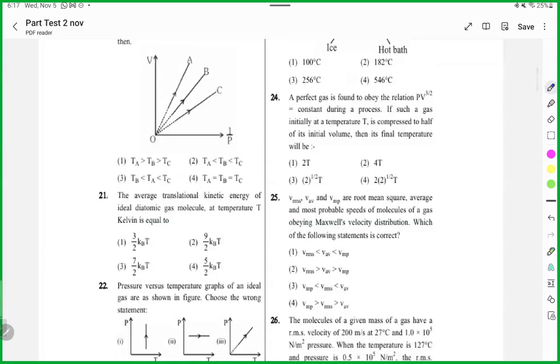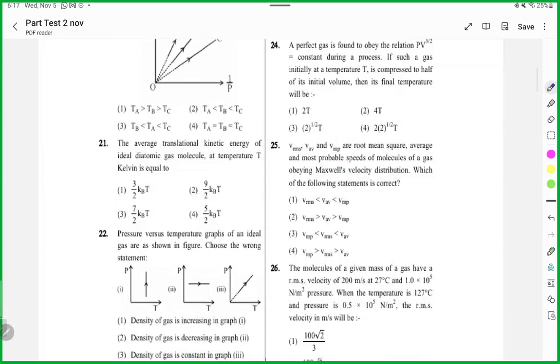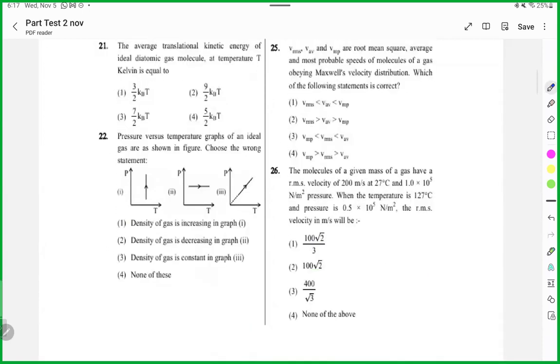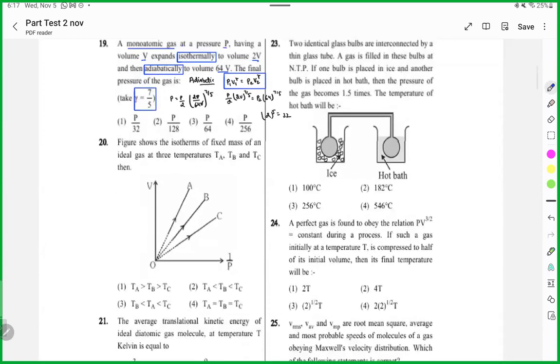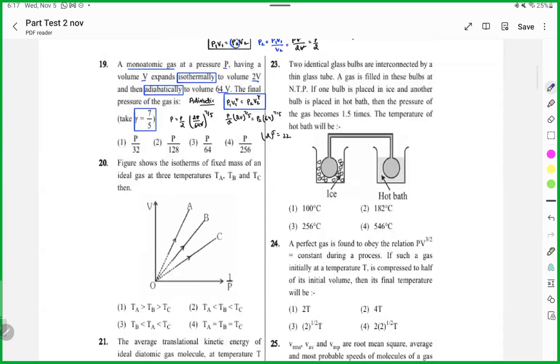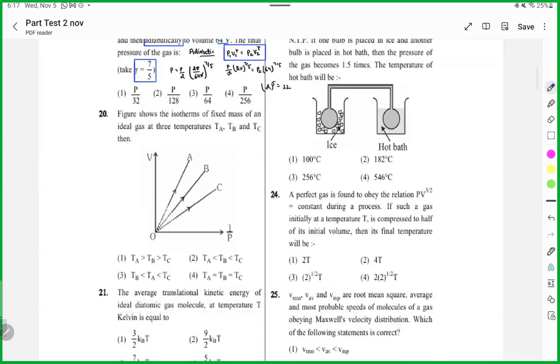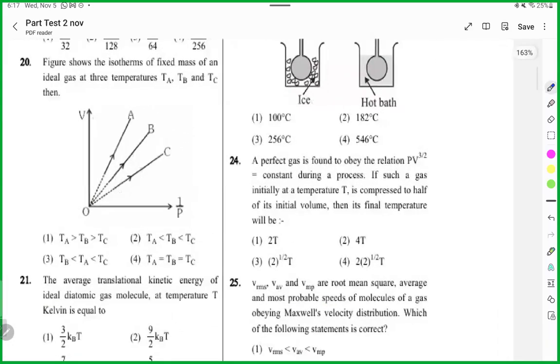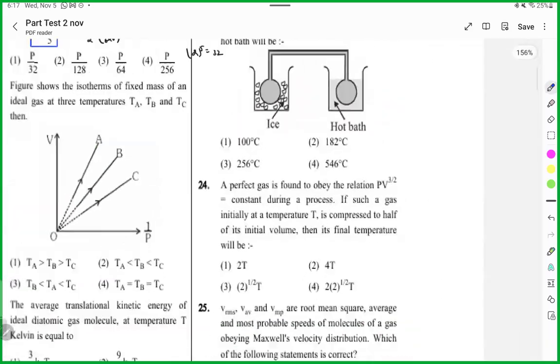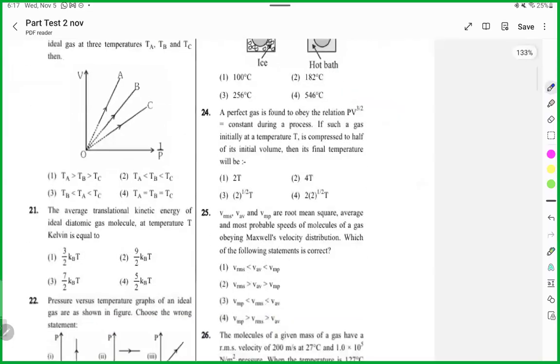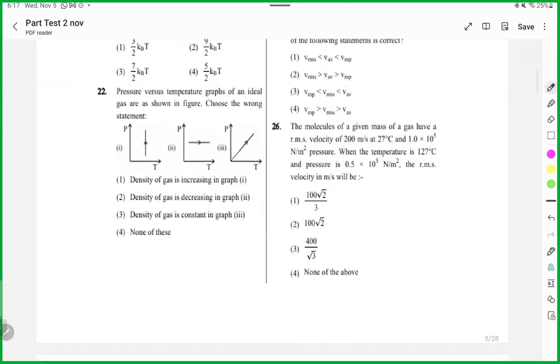Translation energy we have to do. Pressure we'll do later. Temperature of hot bath to bulb, gas bulb. Pressure we'll do later. 22 वाला कर दीजिए फिर. 22. हाँ मेरा गलत आ रहा था इससे.